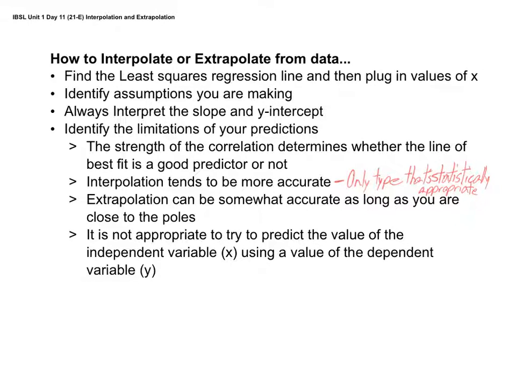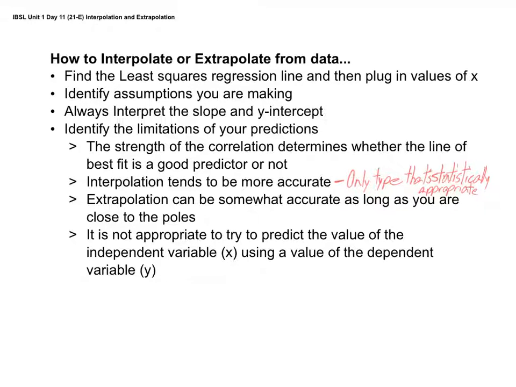Extrapolation, going beyond the poles, can be kind of accurate if you're really close to those poles, but like I said, it's still not statistically appropriate to do that, okay? So if I were asking you, here's our data, is it appropriate to find this value? Even if it's just barely past the pole, we would say no, it's not statistically appropriate, okay? And it certainly wouldn't be appropriate or reliable if it were far beyond the pole, okay?